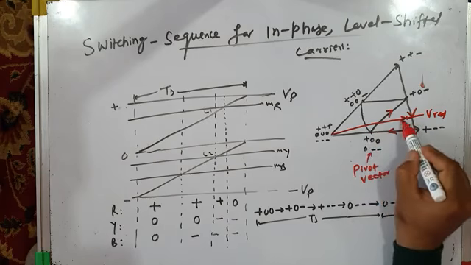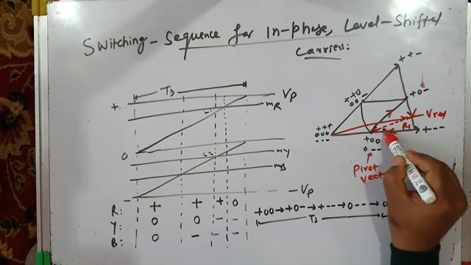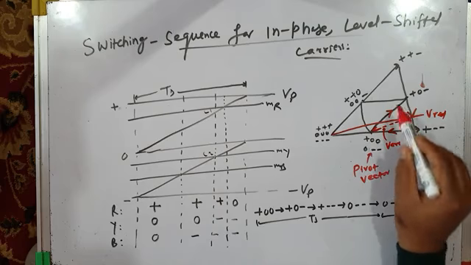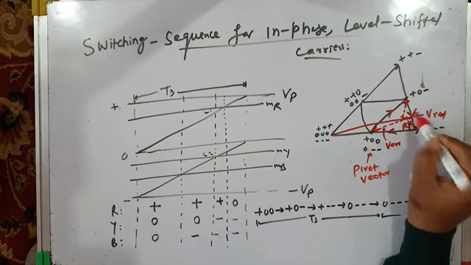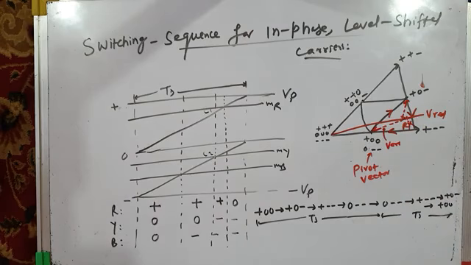But when this vector is applied, very small error is produced. When this vector is applied, very small error is again produced. When this vector is applied, very small error is again produced. So you can see very small error is produced when the three vectors are applied, I mean, when this is the switching sequence. Okay, a very small error is produced. What does that mean? That means it produces better harmonic spectrum.